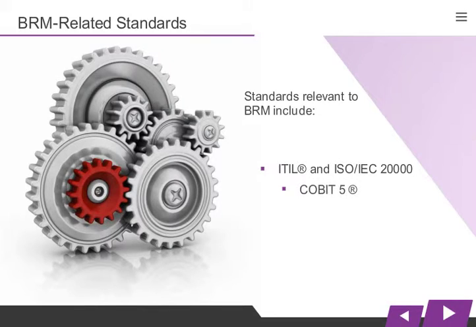COBIT 5 is a framework for governing and managing enterprise IT that was originally developed as a tool for auditors. COBIT 5 recognizes the importance of business relationship management and recommends the appointment of a business relationship manager. What it does not do is advise on how BRM should be done. In fairness, COBIT is mainly focused on the what's, not the how's.